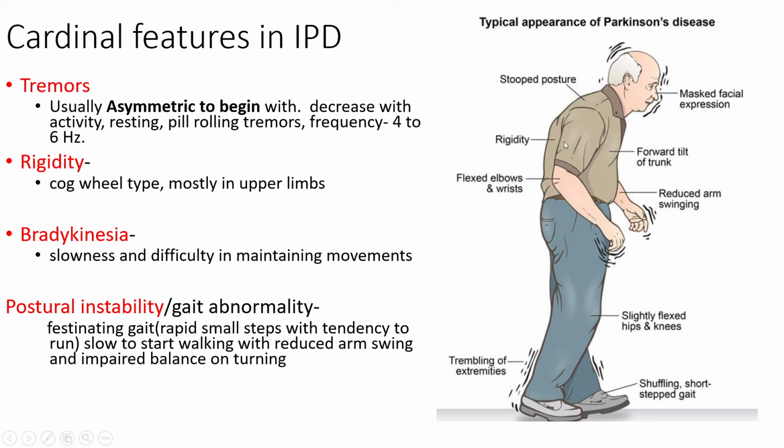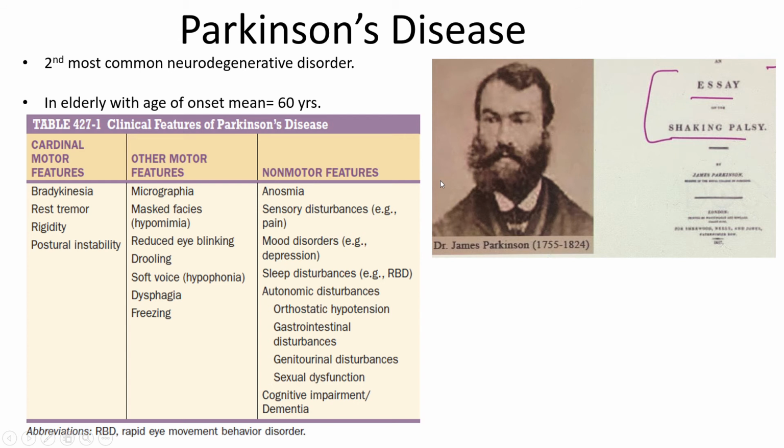So this picture is adequately telling you about idiopathic Parkinson's disease. We can see a stoop posture, a masked facial expression, rigidity, reduced arm swinging, slightly flexed hips and knees, and shuffling and short step gait. So this is characteristic idiopathic Parkinson's disease. It is the second most common neurodegenerative disorder, the first being Alzheimer's disease. The mean age of onset is 60 years. And we have already discussed the cardinal motor features of Parkinson's, which are bradykinesia, rest tremor, rigidity, and postural instability.